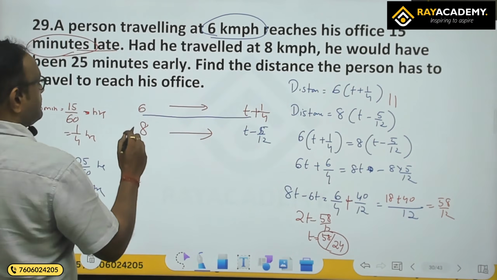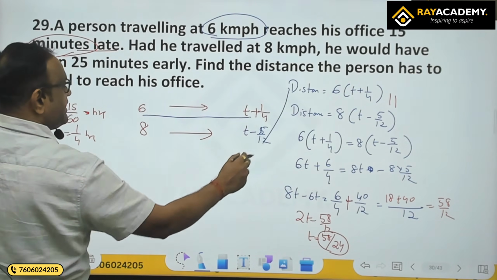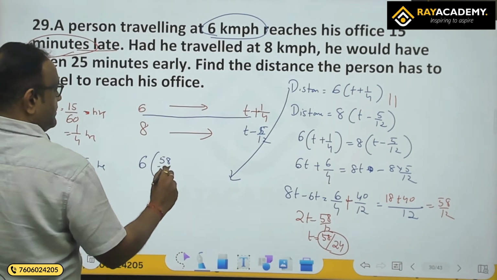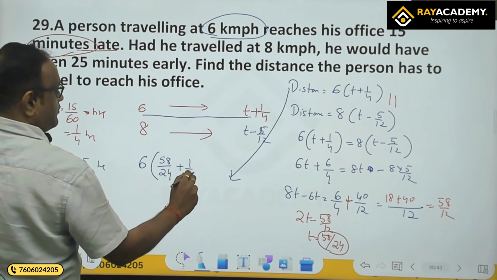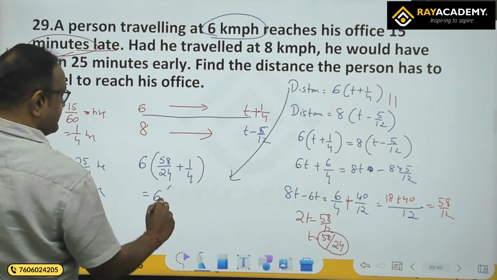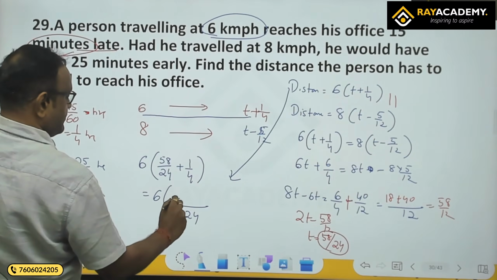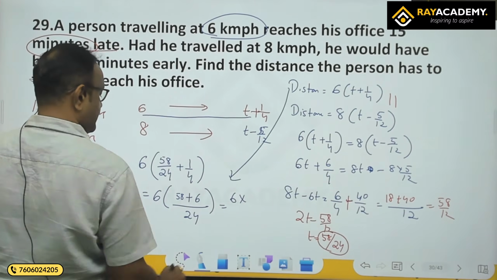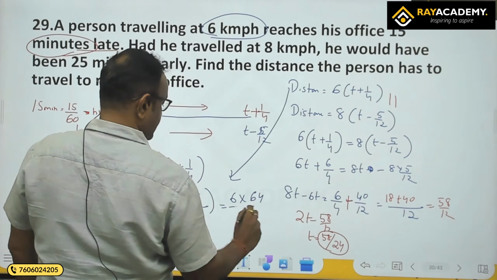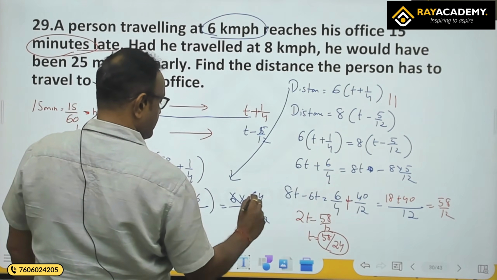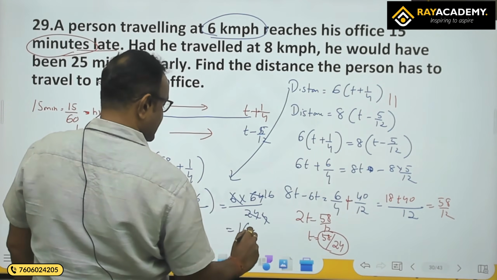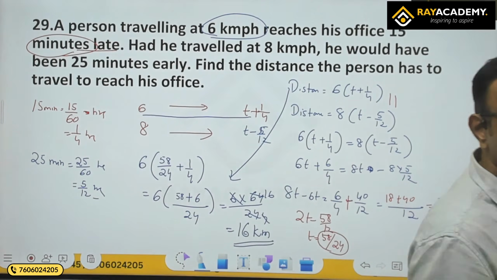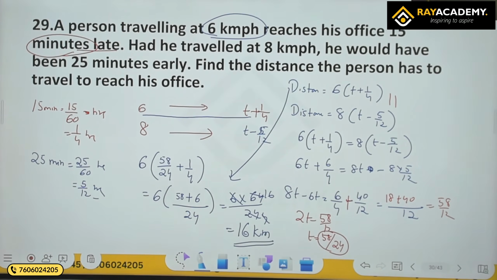But what we need is the distance, so you can take any of the equations. Taking the first one: 6 multiplied with t, which is 58/24 plus 1/4. If I take 24 common, 58 plus 6, so this becomes 6 multiplied with 64 by 24. 6 fours are 24, 4 fours are 16. So the answer is 16 kilometer. The distance of the office from the home is 16 kilometer.